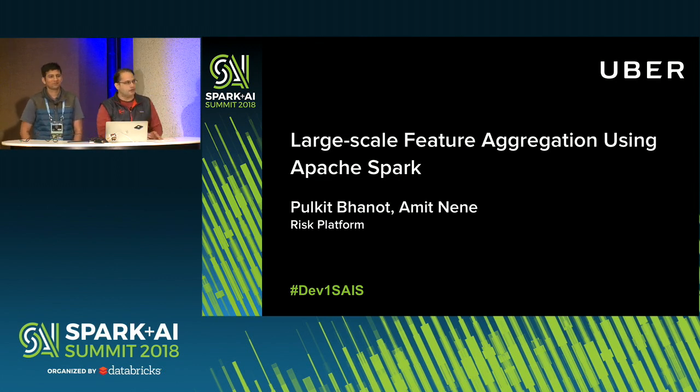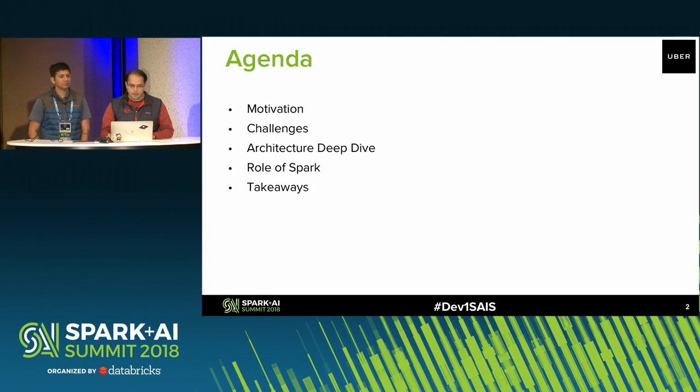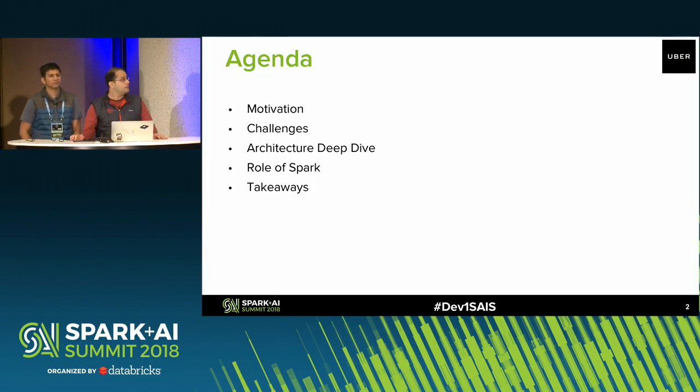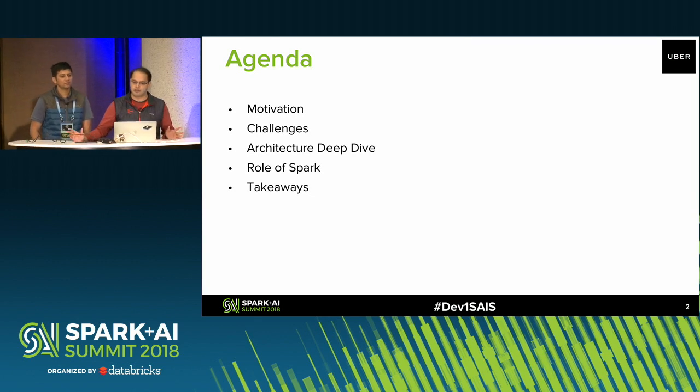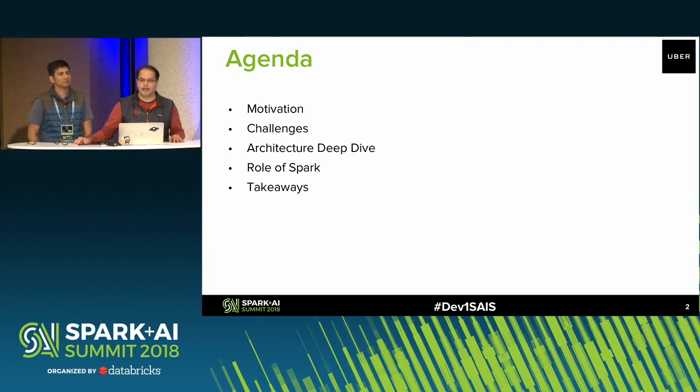Today, we're going to talk about a large-scale time series feature aggregation system that we have built using Apache Spark and some other tech. I'll start with the agenda of the talk. I'll start with the motivation first of why we built this thing, discuss some of the technical challenges we encountered, and then deep dive a little bit into the architectural components of the system. We'll also highlight the role of Spark in the architecture, and finally summarize our key achievements.